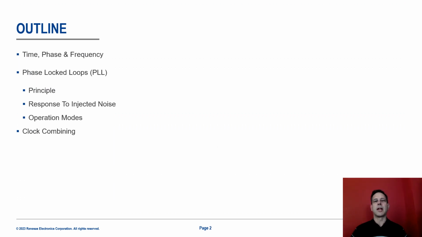Some of the topics we're going to cover today on synchronized clocks is looking at time, phase, and frequency, and how they can be distributed over a network using phase lock loops, or PLLs. We'll look at the basic principles making up a PLL, and also how a PLL responds to different noises that may be injected in the network. We'll look at different operating modes a PLL can provide, and then look at interesting applications such as clock combining.